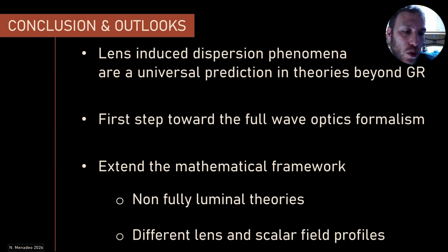I just mentioned two points here, which is extending the framework to non-fully luminal theories, which means to have, in a certain way, scalar waves and tensor waves propagating at different speeds, which means to have two different causal structures and a richer structure in order to get more phenomenology from this framework. And of course, we want to test and add different lenses, different scalar field profiles, as well as new theories to be investigated. Thanks for your attention.